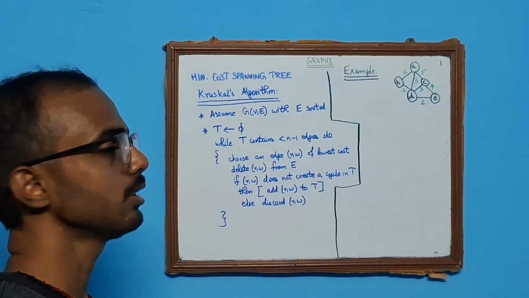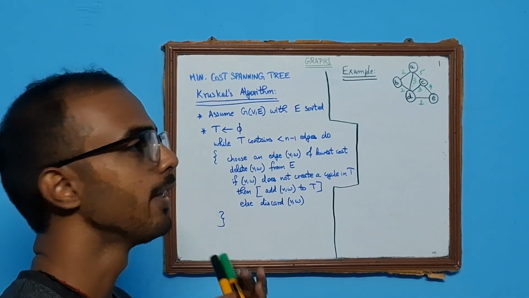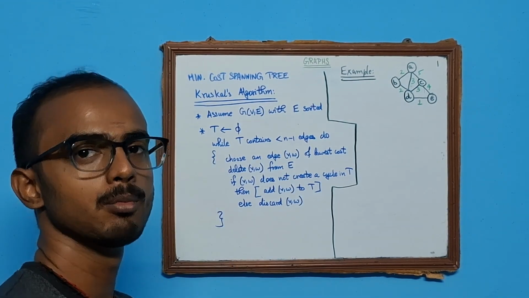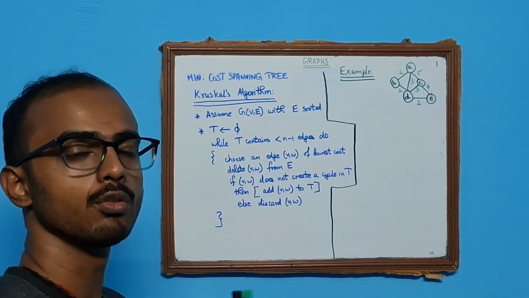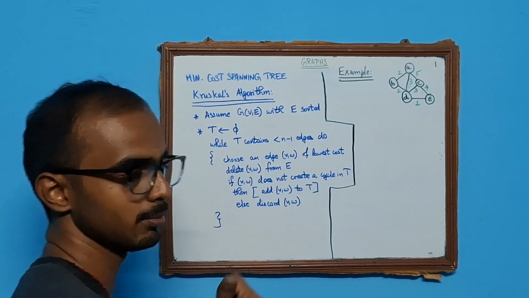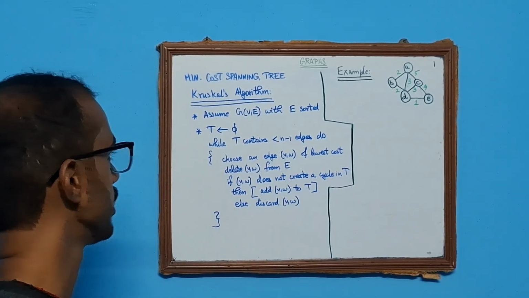Now there is a cost, because if the graph is weighted then we can have a cost. We'll also have an algorithm for finding, out of all the possible spanning trees, which spanning tree has the minimum cost. So we have an algorithm called Kruskal's algorithm. Let me go through the explanation of Kruskal's algorithm here.